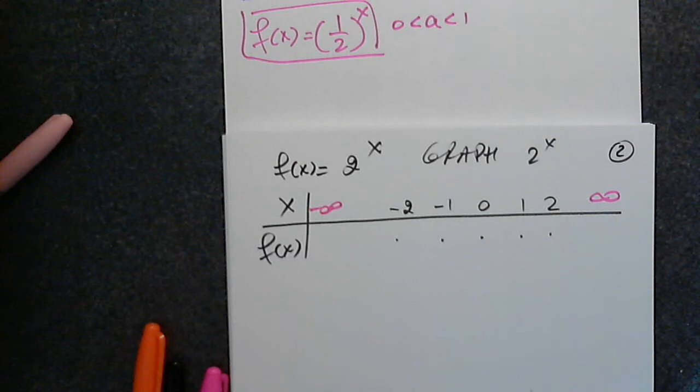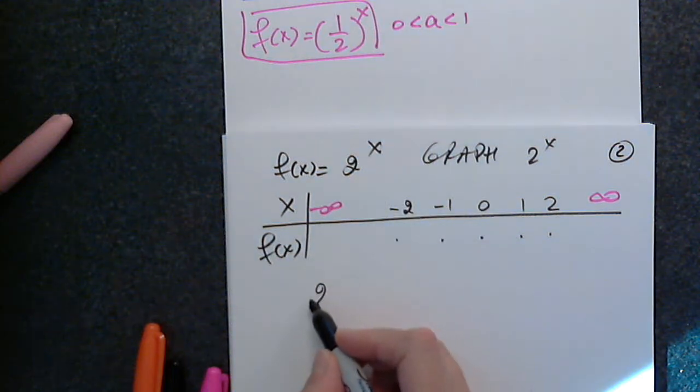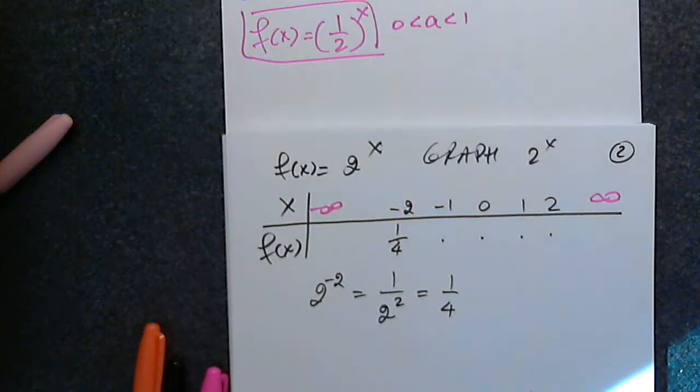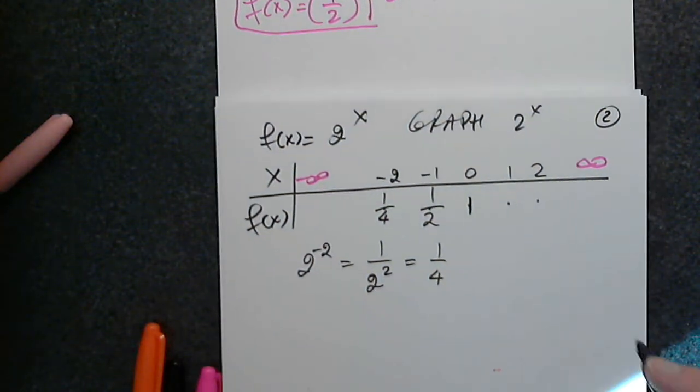So let's take it slowly. So let's plug in -2. When I plug in -2, I get 2 to -2, which is 1/2 squared, which is 1/4. Can anyone now plug in -1 and tell us the answer? Perfect, 1/2. Can anyone plug in 0 now and give us the answer? 1, very good, 1.